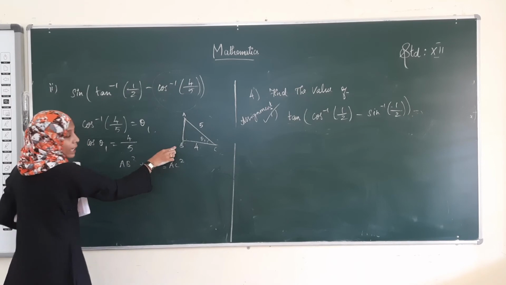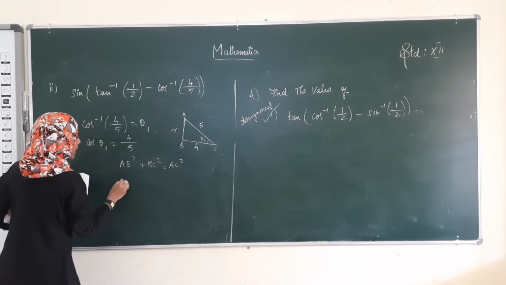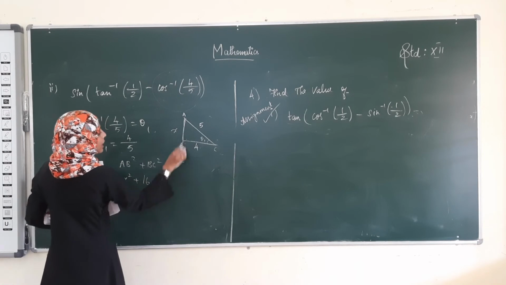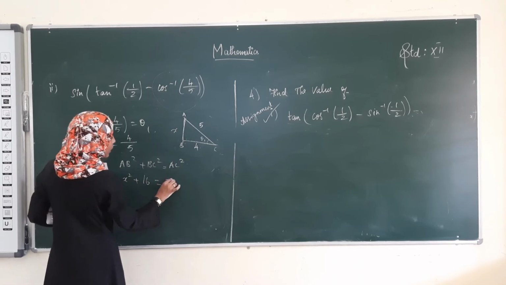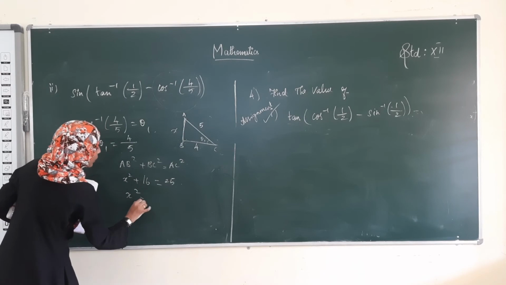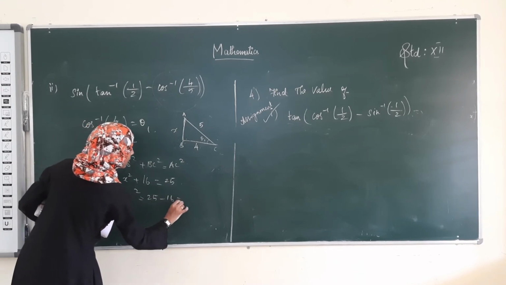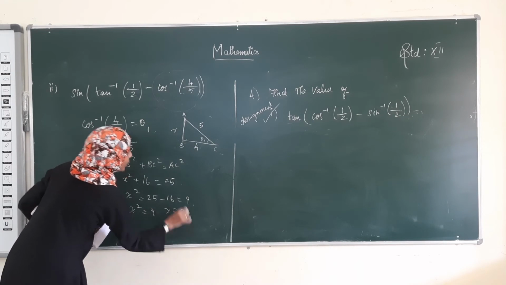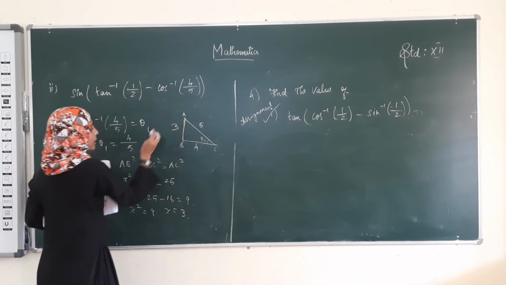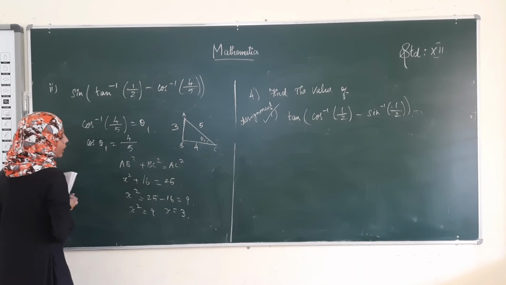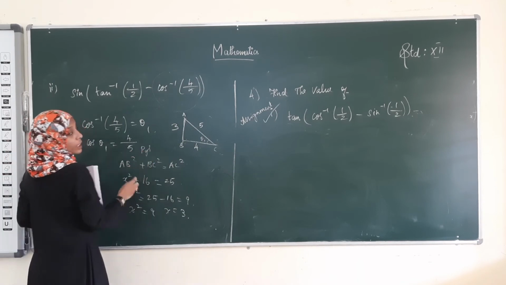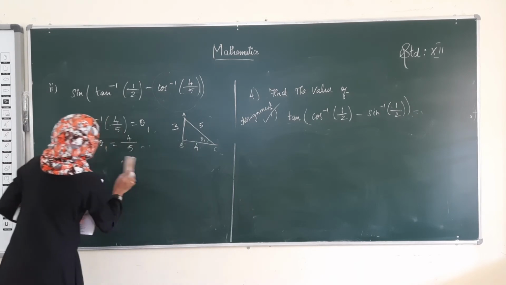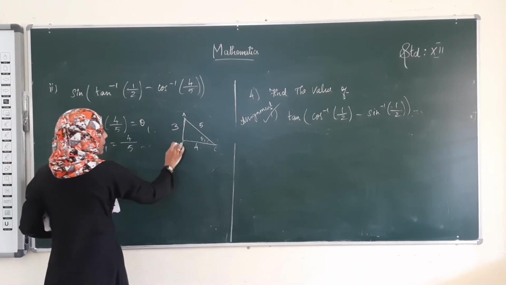So we have to find AB. Let this be x. x square plus BC square, which is 16, equals AC square, 5 square, which is 25. x squared is equal to 25 minus 16, which is 9. Therefore, the value of x is 3. This is through the Pythagoras theorem. So, using the Pythagoras theorem, we found the value of AB, that is 3.